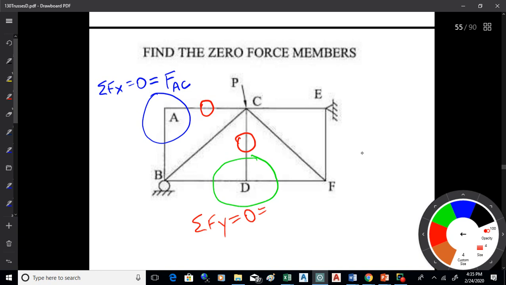The proof of it to me is right here. If I look at joint D and I set the sum of forces there equal to 0, and I look at the y direction, that will just zero out. Okay, and what I'm going to have is CD is 0 if I look in the y direction for that joint. Are we good with that?